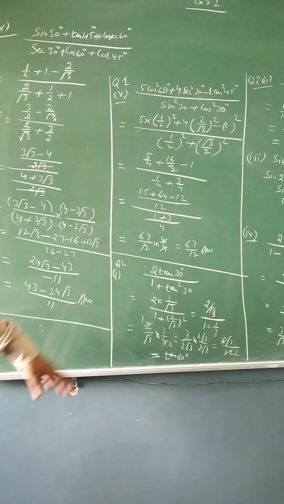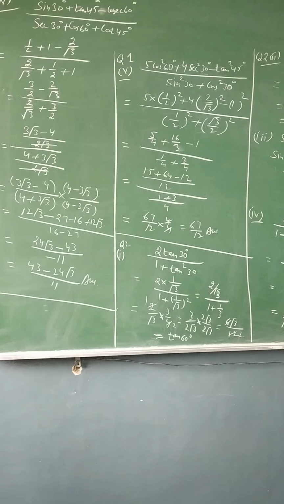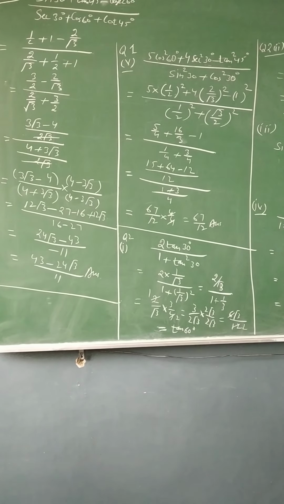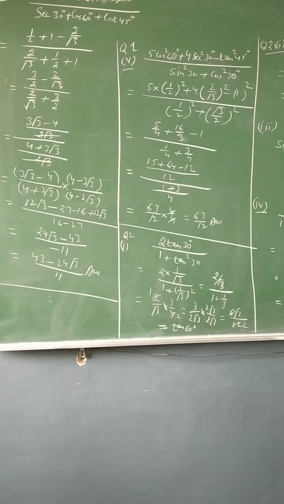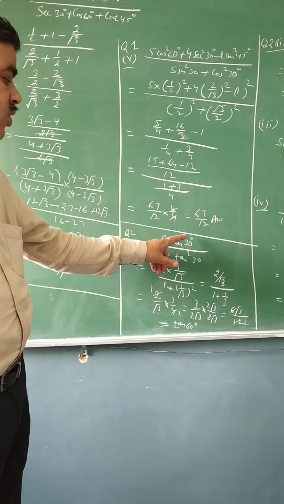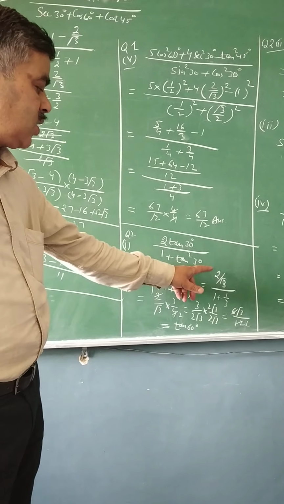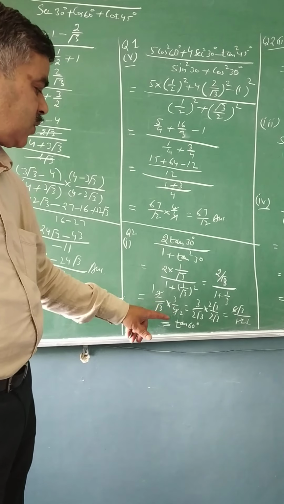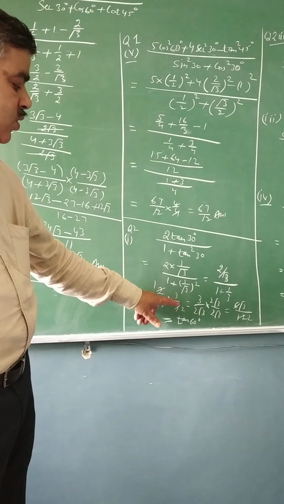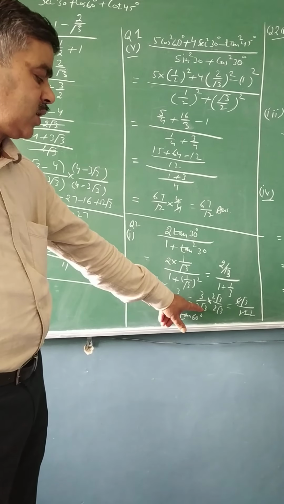Then in question number 2, there are multiple choices given to you. In first part you have to solve 2 tangent 30 upon 1 plus tangent square 30. So there are 4 options given to you. What you do, you put the value of tangent 30, 1 upon root 3, in numerator as well as in denominator, 1 upon root 3 whole square. Then do this calculation. 2 upon root 3, 1 plus 1 upon 3 will be equal to what? 4 upon 3. So if we take it to the numerator, 2 upon root 3 into 3 upon 4. Still you are getting 3 upon 2 into root 3. Still it is there in the denominator.